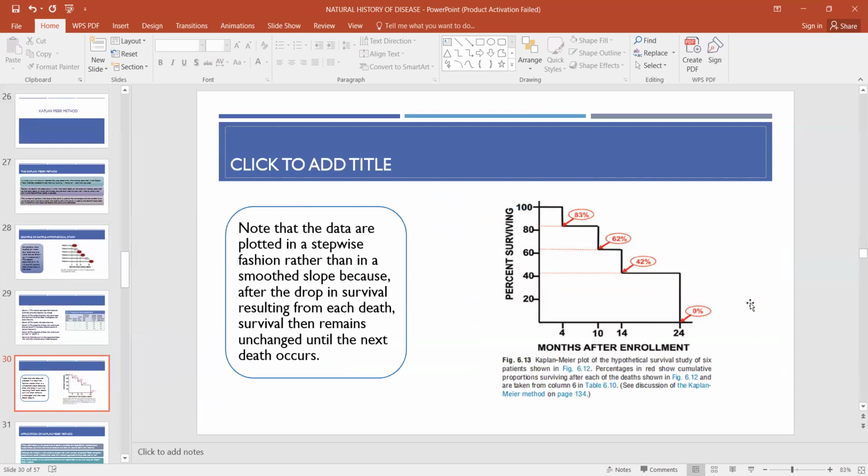Note that the data are plotted stepwise. This is stepwise data rather than a smooth slope, because after a drop in the survival at each death, survival then remains unchanged until the next death occurs.